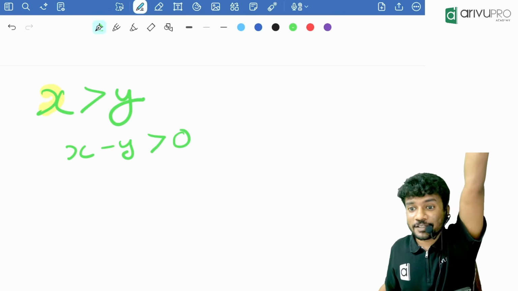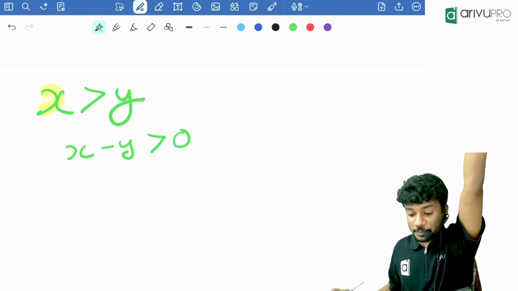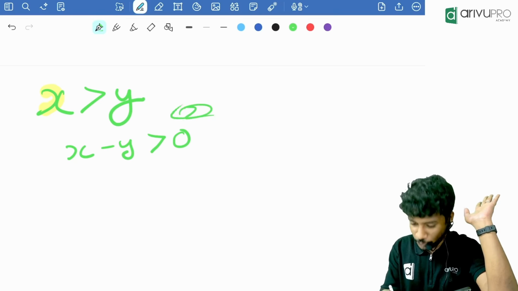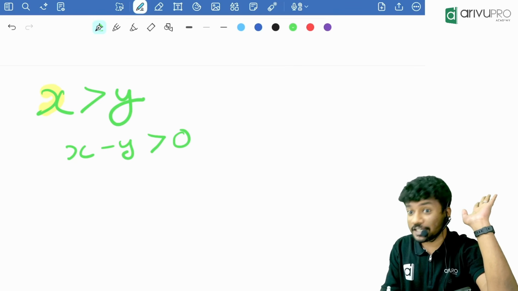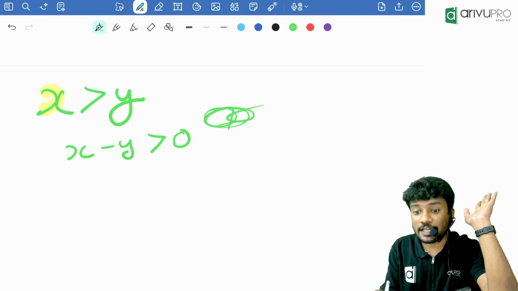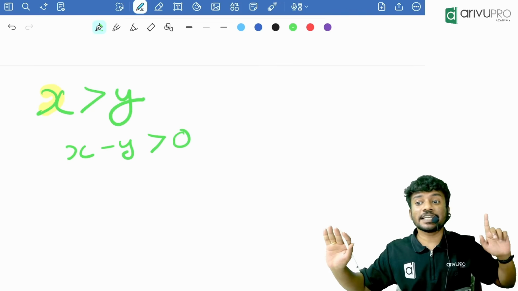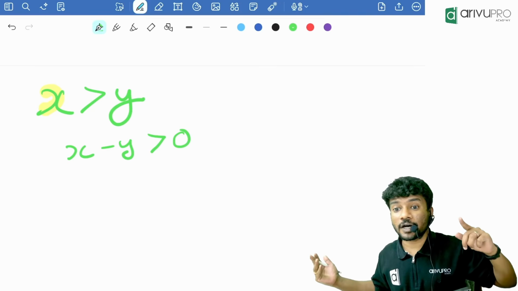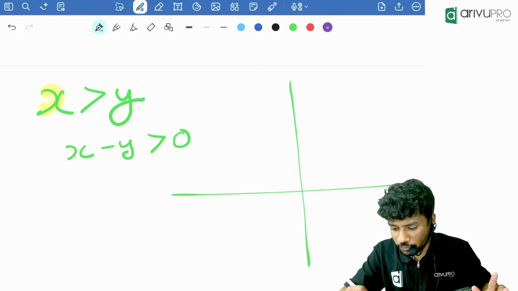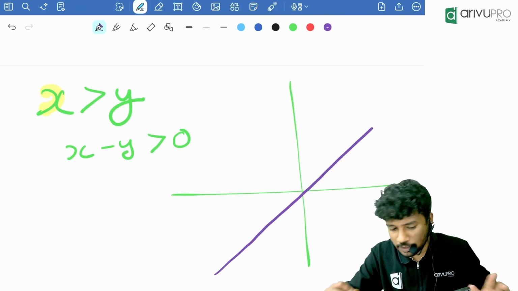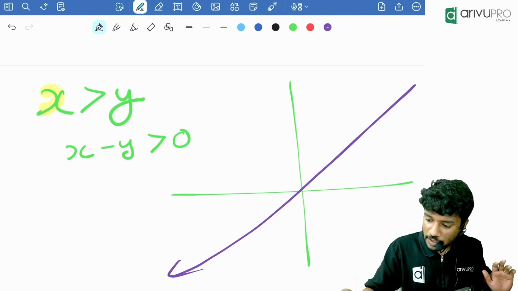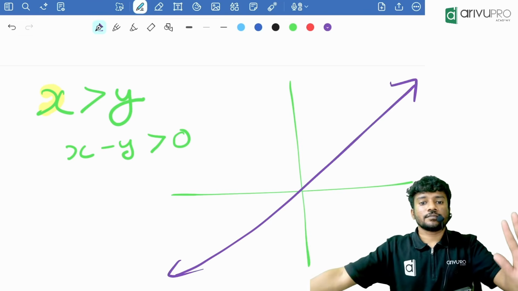But how will it pass? People, there is no constant value. For example, 3 is not there, 2 is not there, 1 is not there, 5, 6, 7 are not there. Likewise, no constant value is there. Then it will pass through the origin. So how will the graph go? From lower left to upper right, passing through the origin.